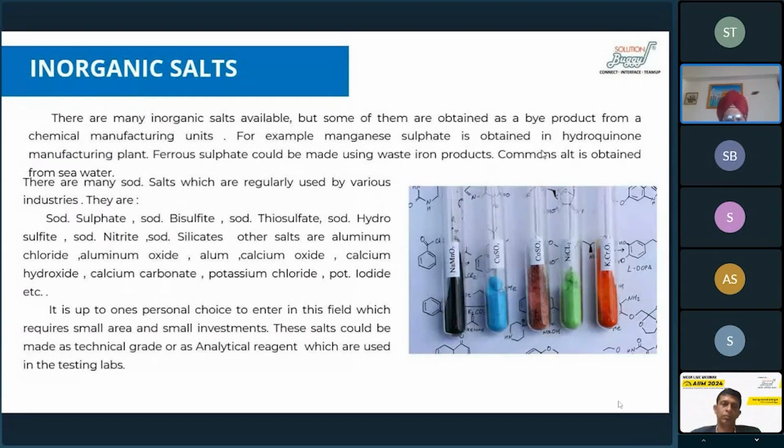All those things are required to be produced, and certain chemicals are used in the testing laboratories of various big industries. Whatever big chemical industries there are, testing of the chemicals is always required. So these salts are required in large quantities, and therefore the sales cost of these products becomes very high. So it is worth going for the production of inorganic salts. They can be AR grade as well as technical grades.